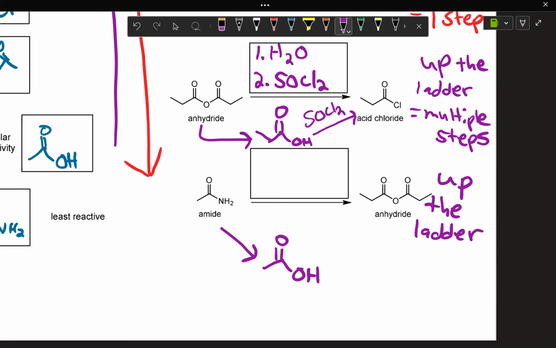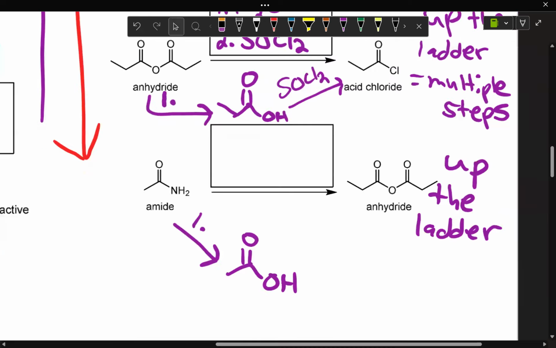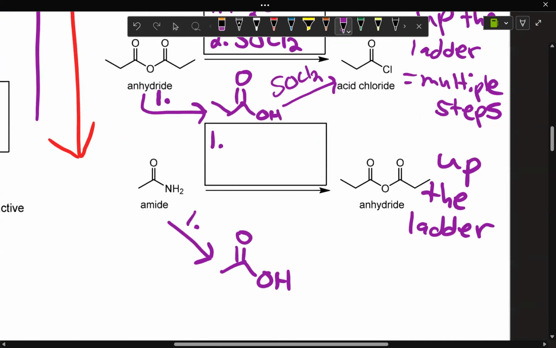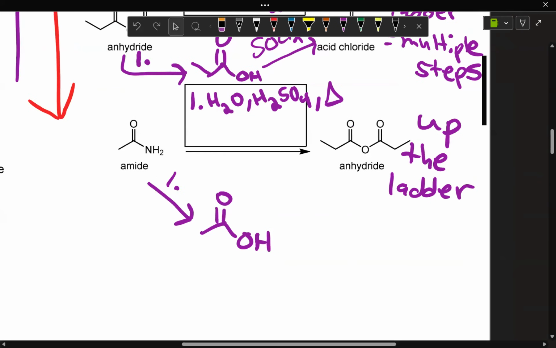So that means we need to convert an amide first to a, let me indicate, for one, we need to convert the amide to a carboxylic acid to start. And how do we convert an amide to a carboxylic acid? Well, we can use water, but because amides are very unreactive, a weak nucleophile isn't going to react with something that is very unreactive. So we need acidic conditions. And then we also need heat because amides are very unreactive. So that takes us to step one.